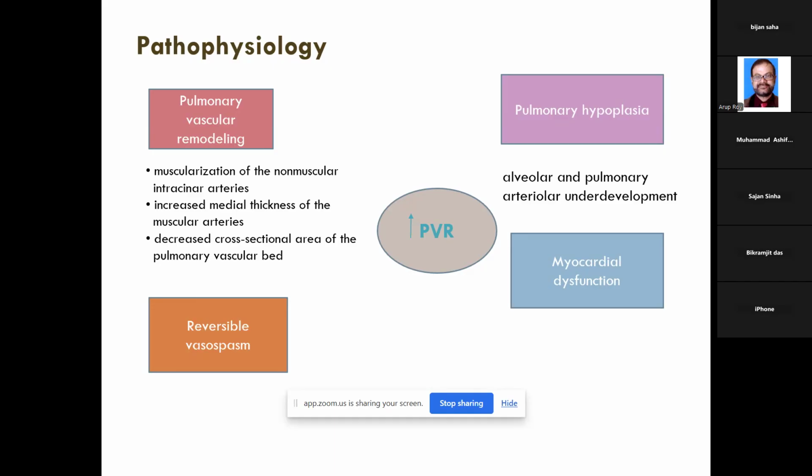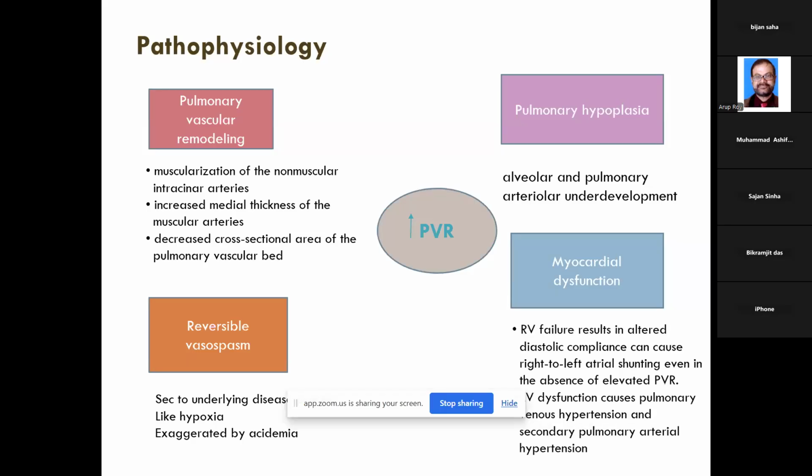Pulmonary hypoplasia is primarily because of alveolar and pulmonary arteriolar underdevelopment. Reversible vasospasm is primarily seen in conditions like hypoxia, and it can be exaggerated by acidosis. And myocardial dysfunction, the RV failure, results in altered diastolic compliance, and ultimately leads to biventricular failure. That means LV dysfunction also happens because of hypoxemia, which leads to increased pulmonary venous hypertension and secondary pulmonary arterial hypertension. So both ventricles continue to fail in myocardial dysfunction because of the hypoxemia. And mechanical factors like low cardiac output and hyperviscosity can add on to this.